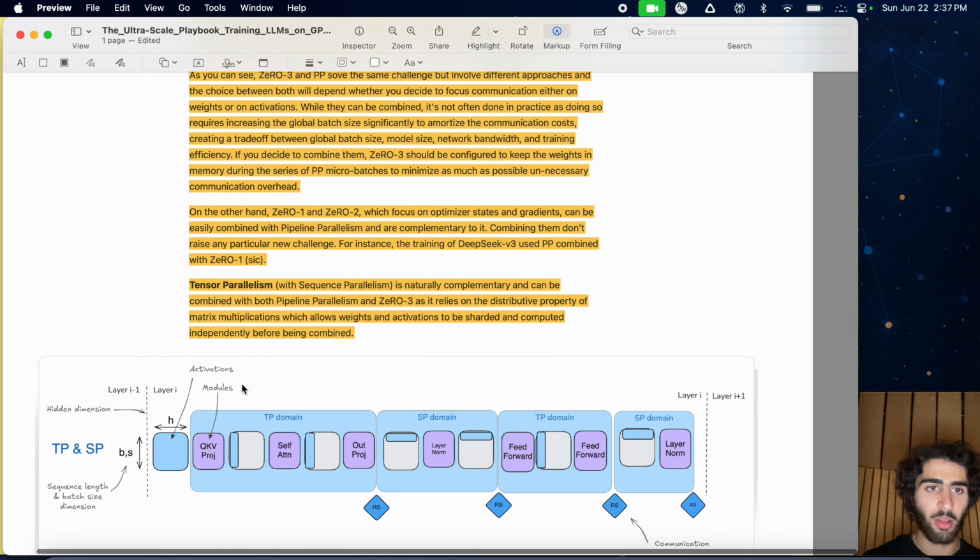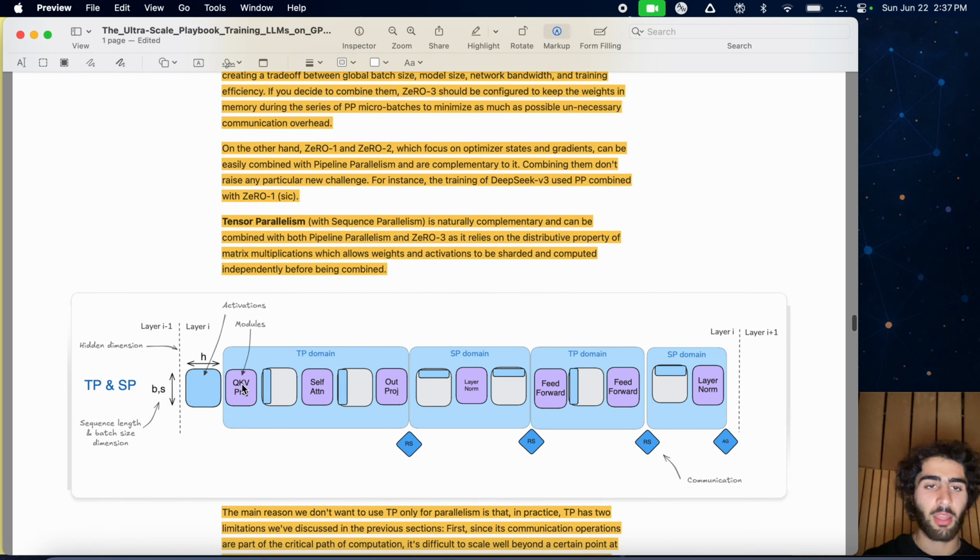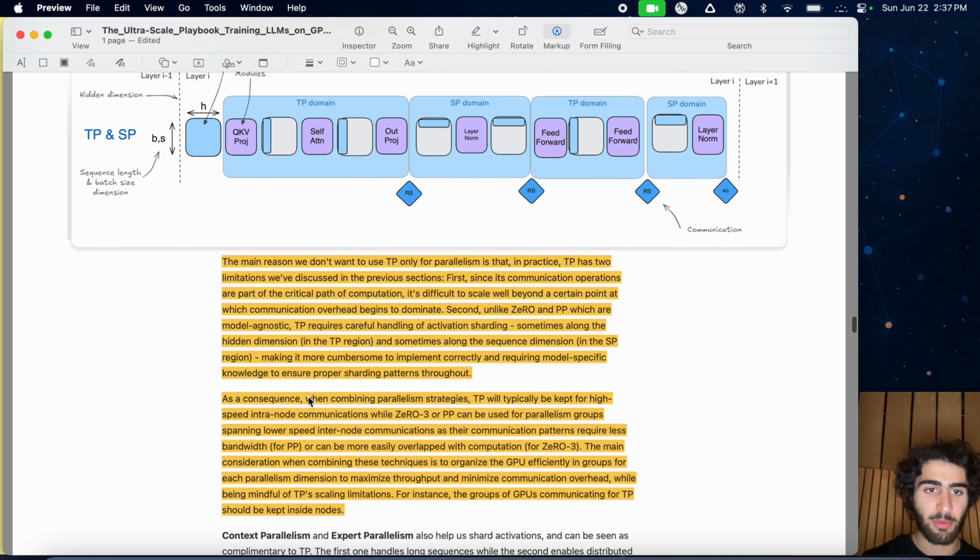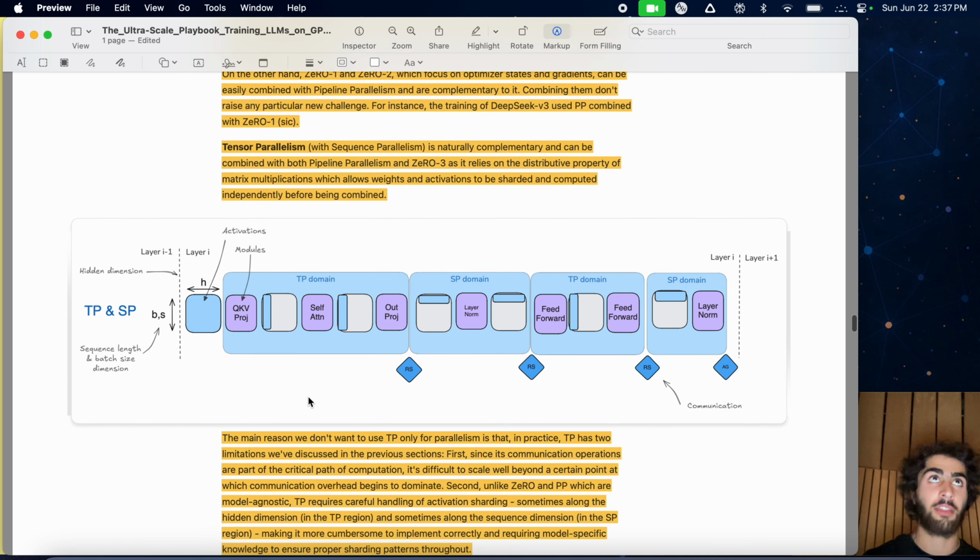And before I end the video, I'll just talk about the connection between tensor parallelism and sequence parallelism, since it's the first thing we discussed in terms of combining different parallelism techniques. So they're naturally complementary and can be combined with both pipeline parallelism and ZeRO-3, as it relies on the distributive property of matrix multiplications, which allow weights and activations to be sharded and computed independently before being combined. And I suppose "it" here refers to tensor parallelism with sequence parallelism.